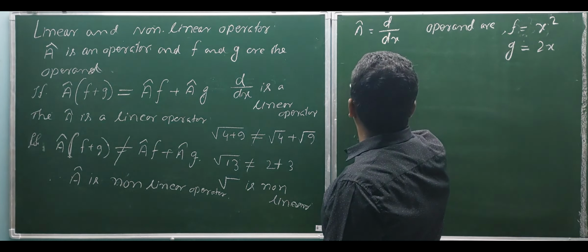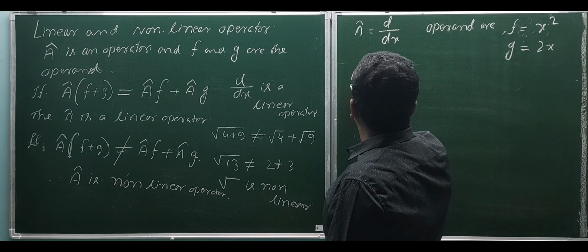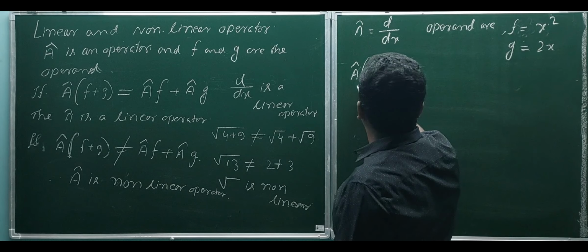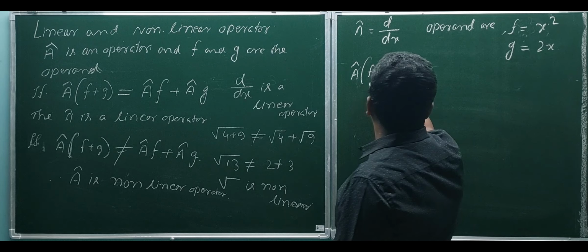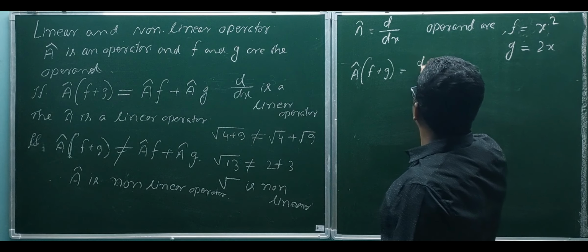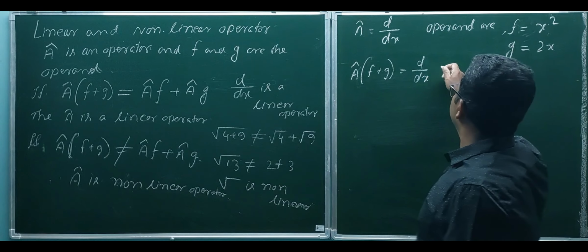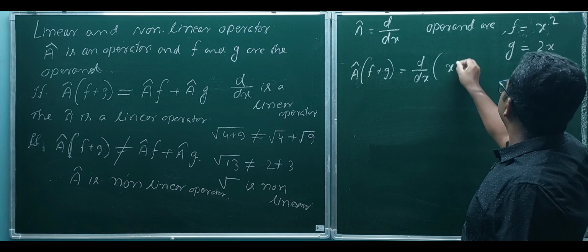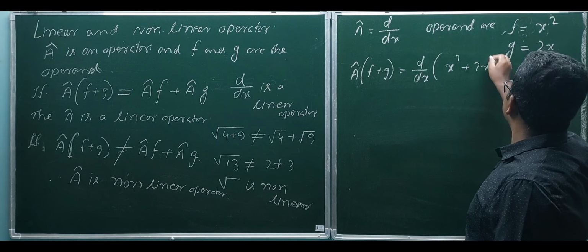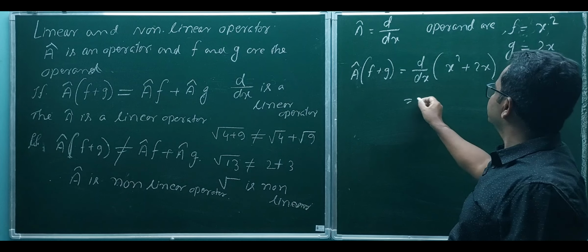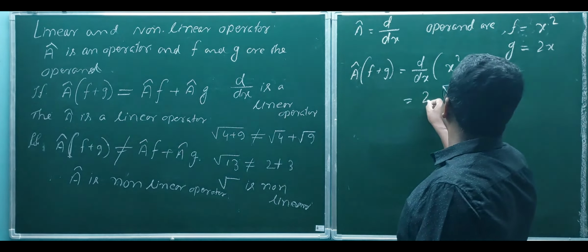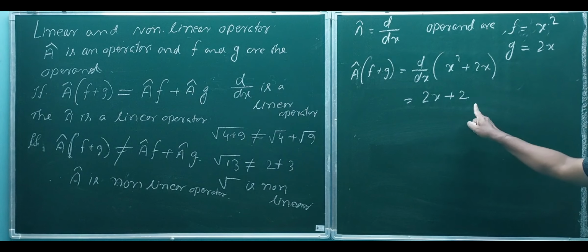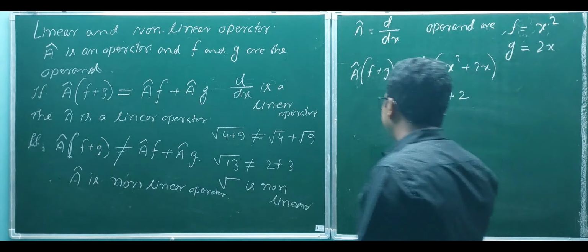Now our formula: A cap (f plus g) equal to what? d/dx of x square plus twice x. So what is the result? The result is twice x plus 2.